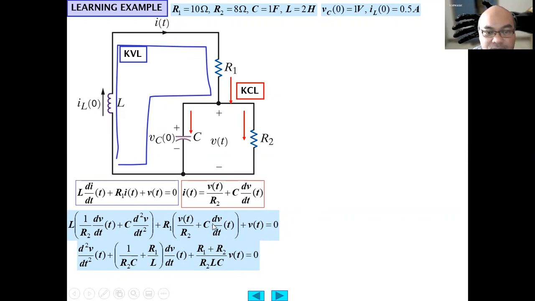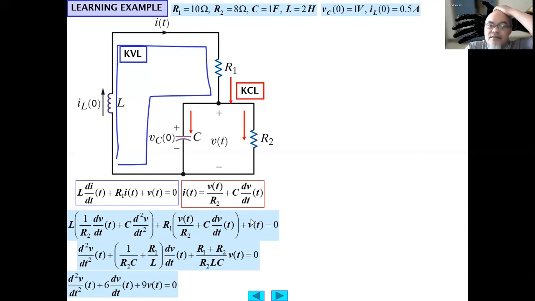Then this becomes R1 over L, R1 over L from here. Okay, R1 over L, dv/dt. The zeroth order is R1 plus, sorry, not R1 plus R2, R1 plus R2 over R2 LC VT. So this R1 plus this part.